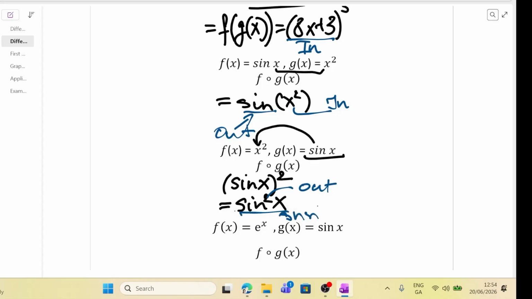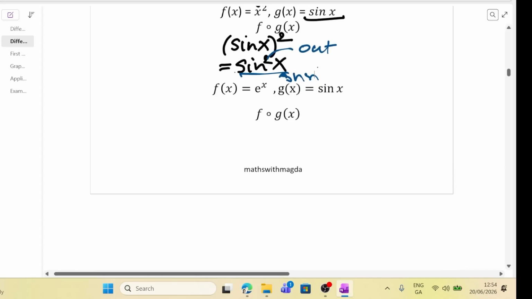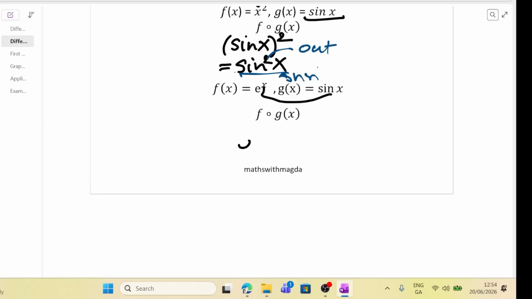Okay, next one, this time we're going to do e to the power of x and sine of x. So if you look at this one here, again, I sub in sine for x, and then I get a function that's e to the sine of x, and now the inside is my sine of x, and outside, sorry, it's my e.